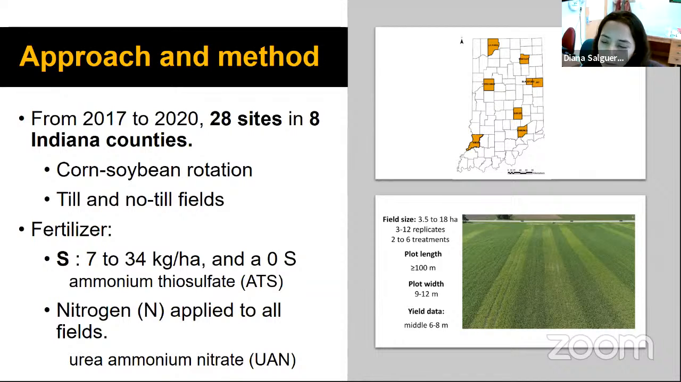Some of them have 3 to 12 replicates and at least 2 treatments up to 6 treatments. The plot length went from 100 meters to as long as 400 meters, and the plot width went from 9 to 12 meters. At harvest time, we collected our yield data from the middle of the plot, within the 6 to 8 meters.